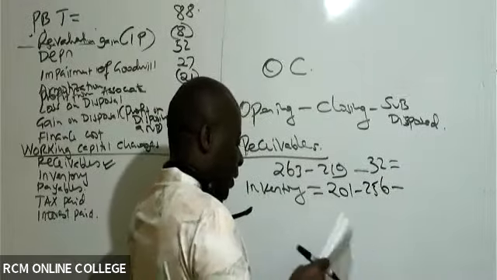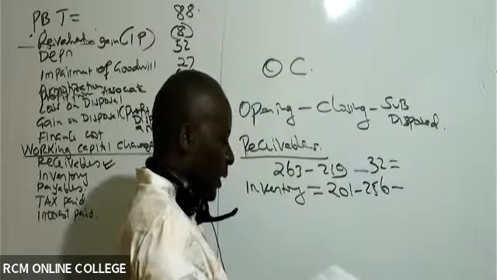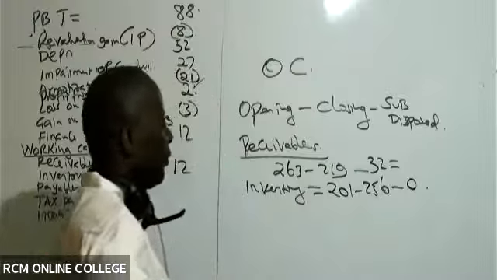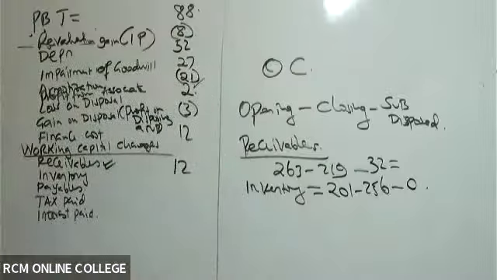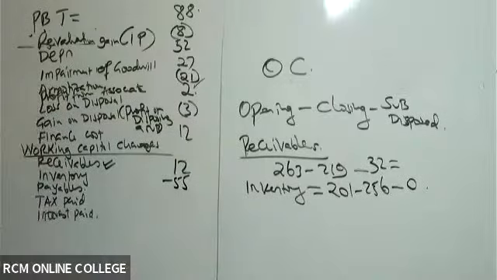Minus the disposed subsidiary, it doesn't have any inventory. No inventory there, 0. So then this will give me what figure? Minus 55. Minus 55. You bring it with a sign without reasoning.